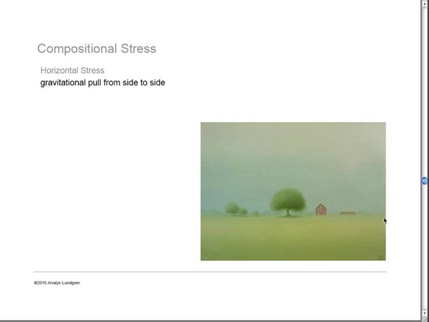So obviously here the main division is a horizontal division. The verticality of anything is basically almost non-existent. So this is a really quiet, peaceful scene.